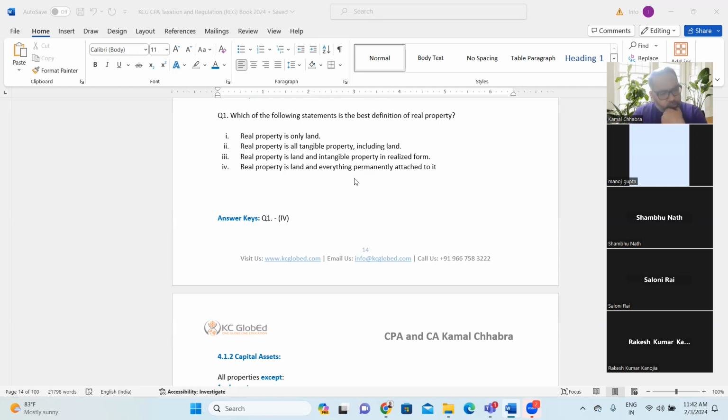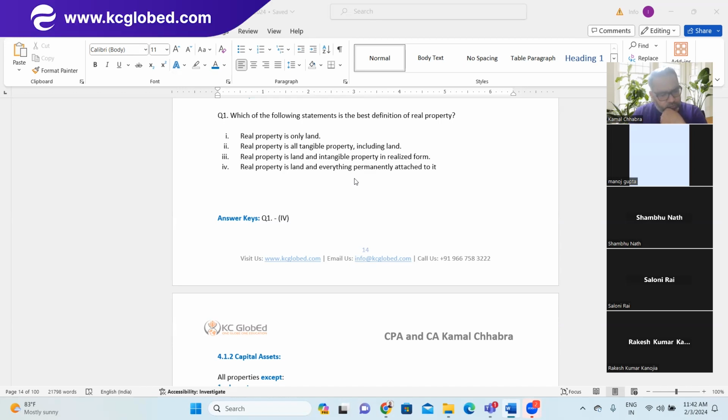So that's what I say. If somebody has purchased that copyright and installed that machine in the factory, will it not be a part of real property?